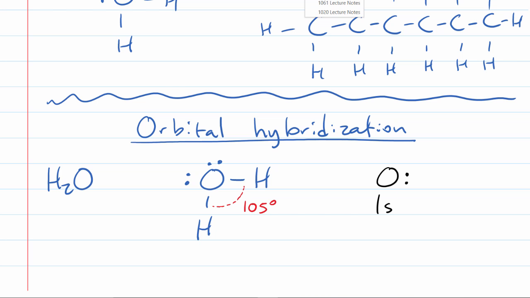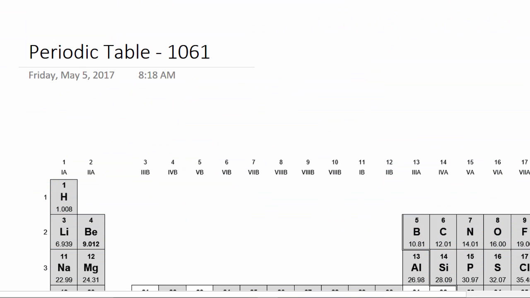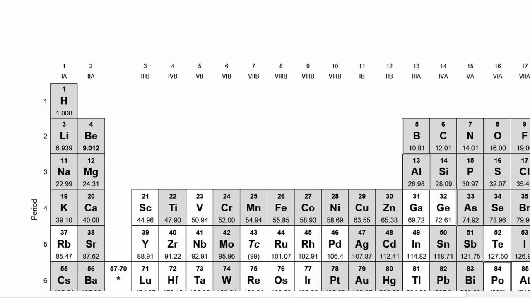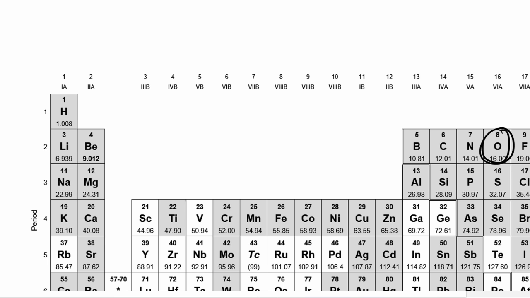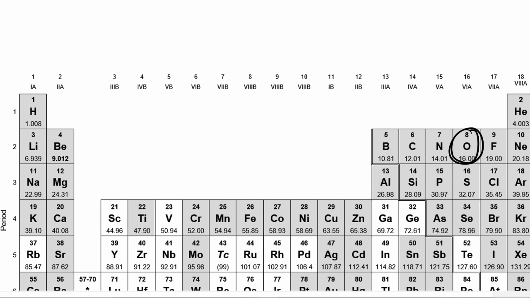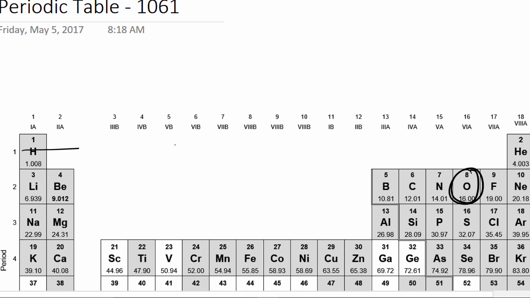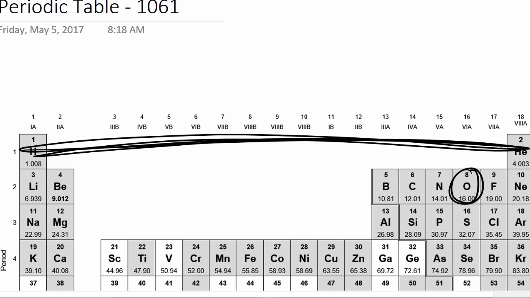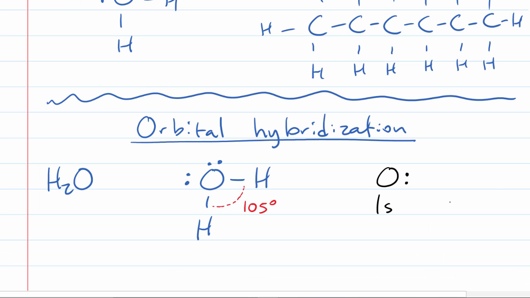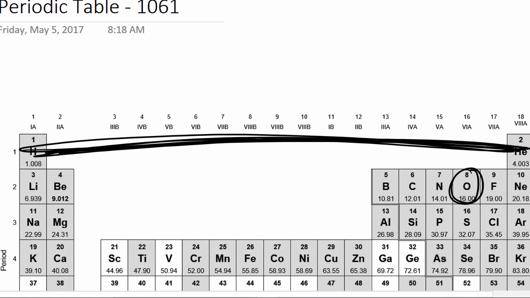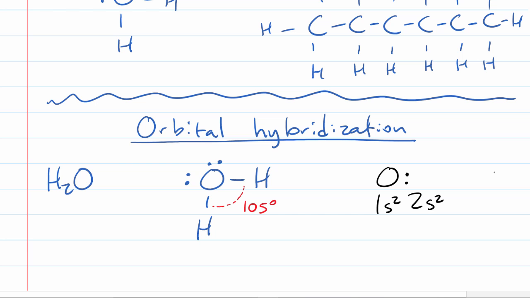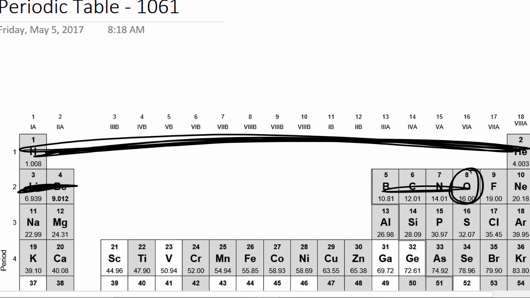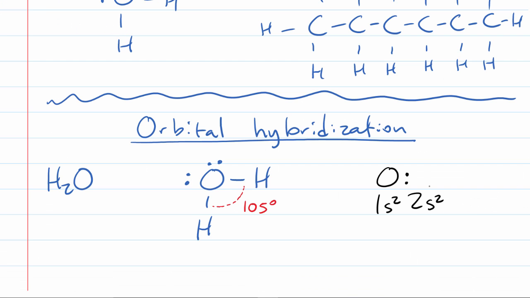If we wrote out the configuration for oxygen, oxygen sits right here, and because it sits right here, that means that the electrons that are going to go in there are going to be these first, which is going to be 1s2. We'll follow it by these, which would be 2s2. And then we end it with these, which would be 2p4.